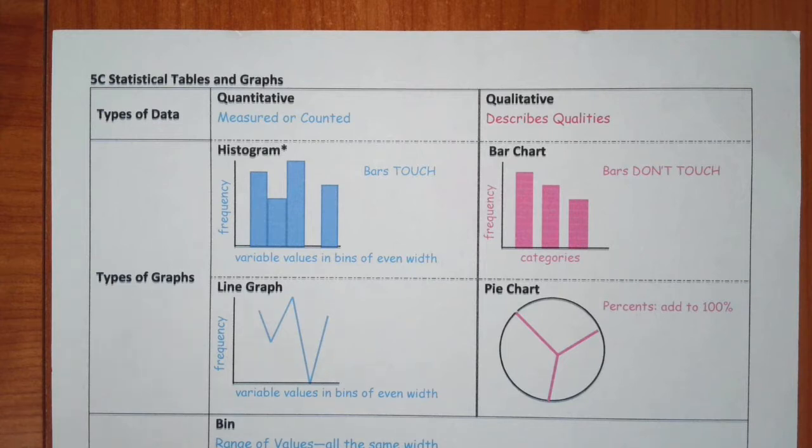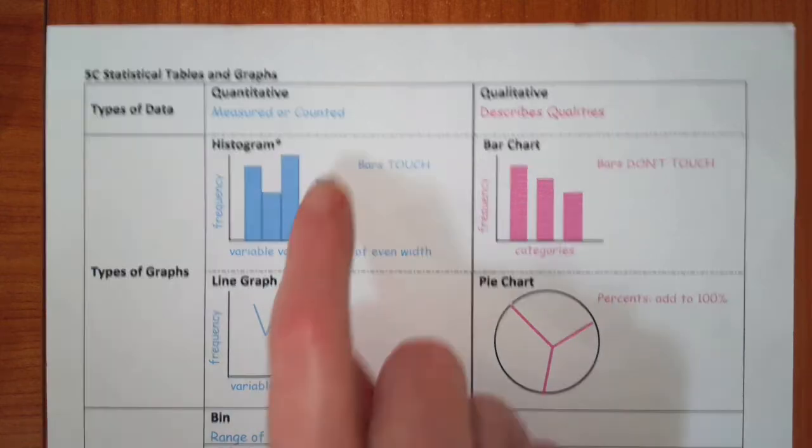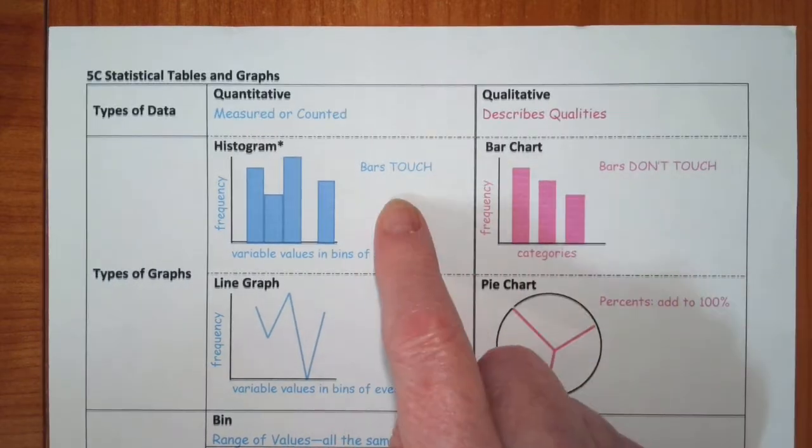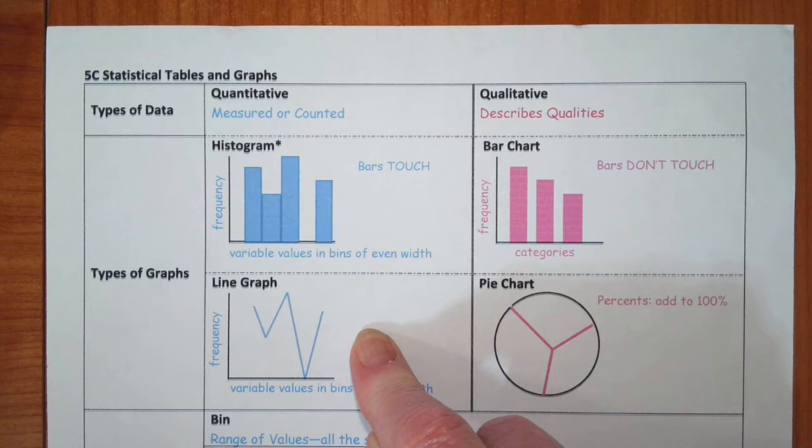Okay, now, I'm sorry, qualities. I beg your pardon. I do that all the time. Okay, for quantitative data, we had two different types of graphs. We had a histogram and we had a line graph.